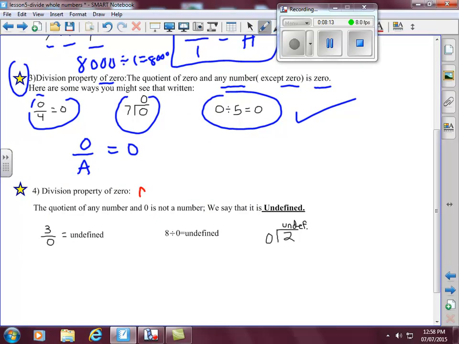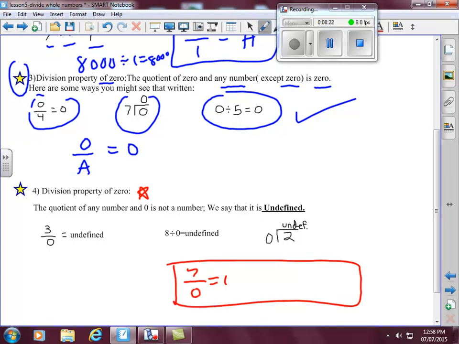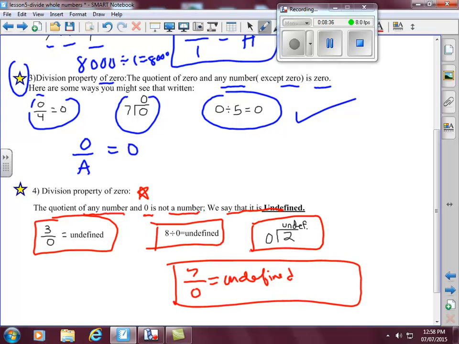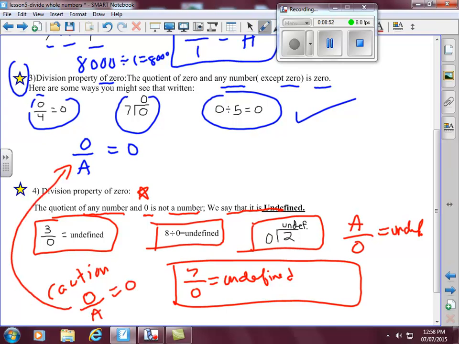Another division property of 0, this one a lot of people, they mix it up. So big note to self here. 7 divided by 0 is undefined, right? The quotient of any number and 0 is not a number. We say that it's undefined. So 3 divided by 0 is undefined, 8 divided by 0 is undefined, 2 divided by 0 is undefined. So anything divided by 0 is undefined. But, big caution. Not the other way around, 0 divided by something, that's 0. So caution to not mix it up with the rule above.